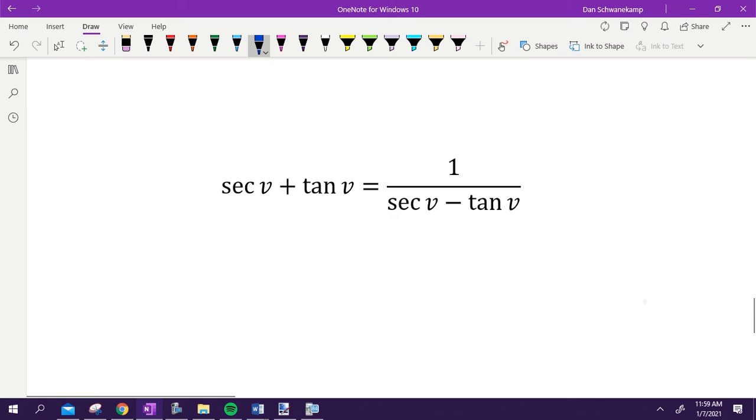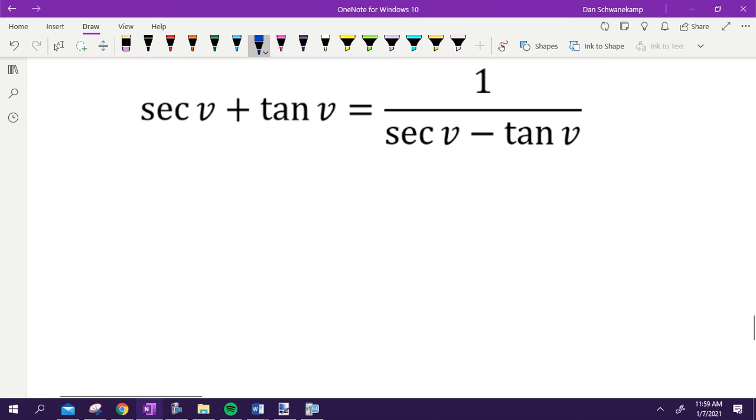One more. This was the hardest one we did first period. Don't forget about your best friend. Your best friend's name is Conjugates. See what you can do.